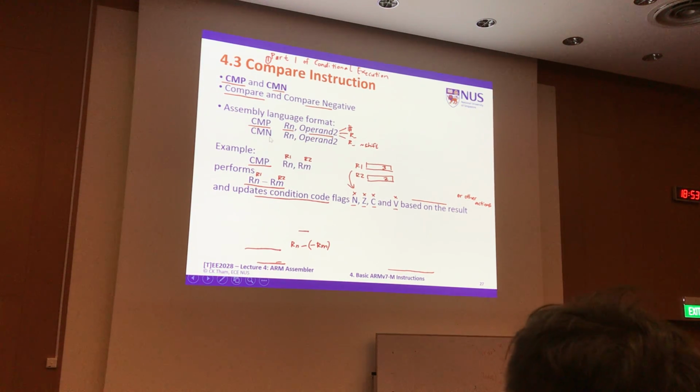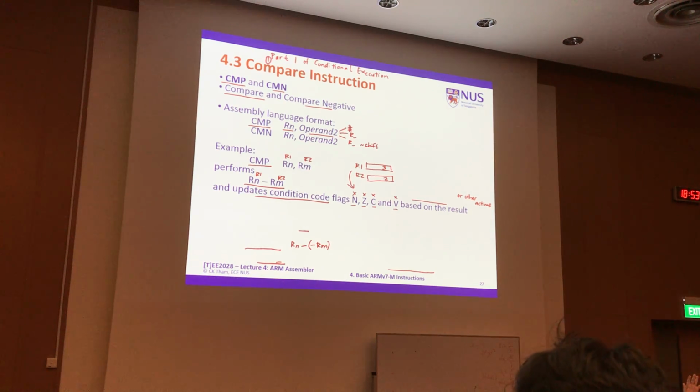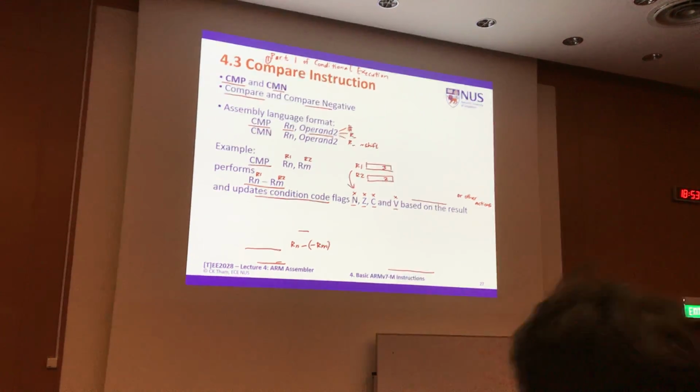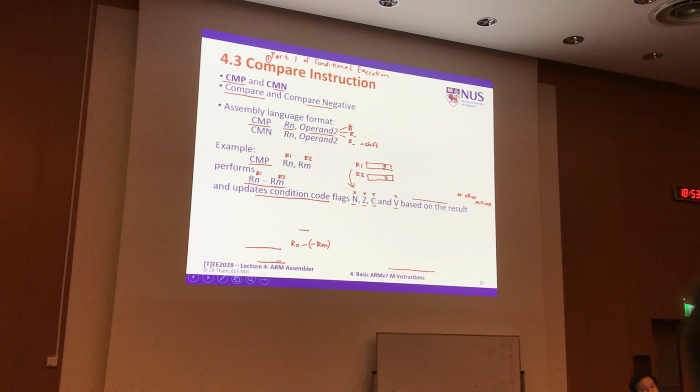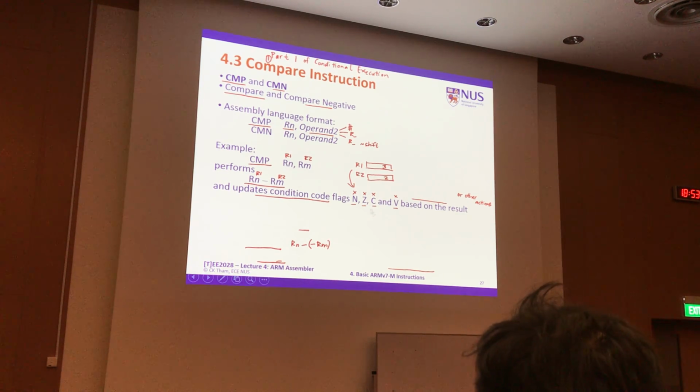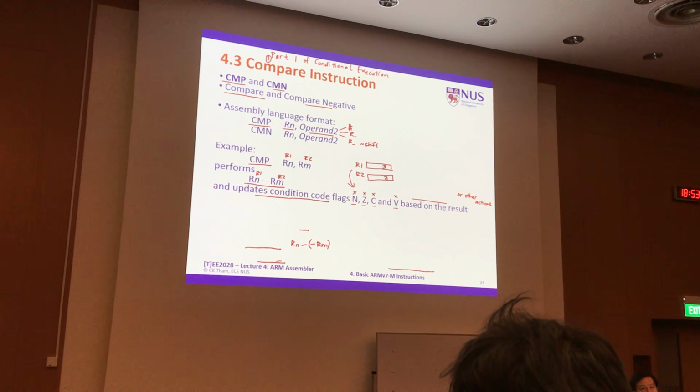But the net effect of comparing is that it's subtracting, right? So if you say, okay, if X is less than Y, and one of the values is X, another of the values is Y, if X is really smaller than Y, you will end up with a negative value, and then the N flag will be set, and that will correspond to X less than Y. Remember that for conditional execution, the first part is to set up the flag.